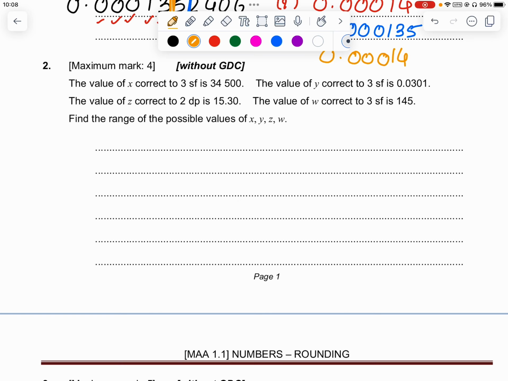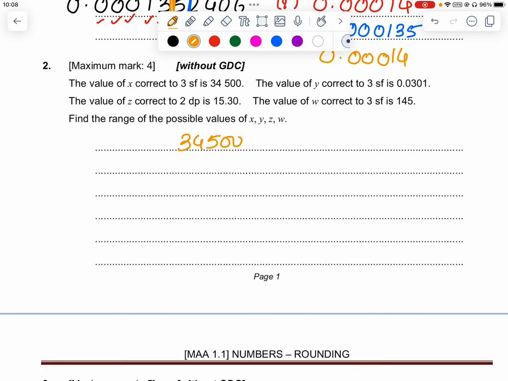Question number 2. The value of x correct to three significant figures is 34,500. The value of y correct to three significant figures is 0.0301. The value of z correct to two decimal places is 15.30, and the value of w has been given. Find the possible range of values of x, y and z.